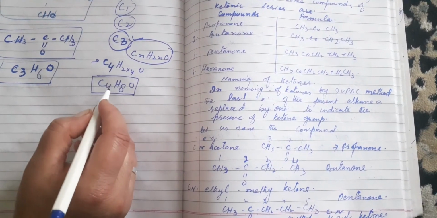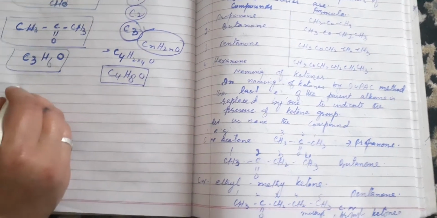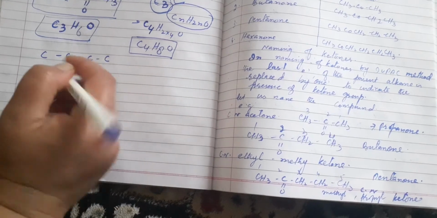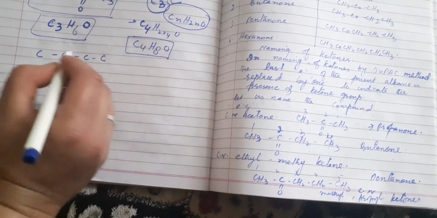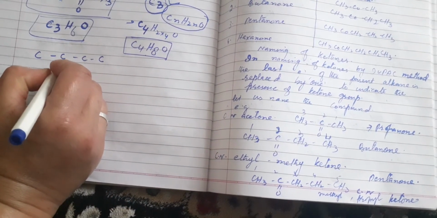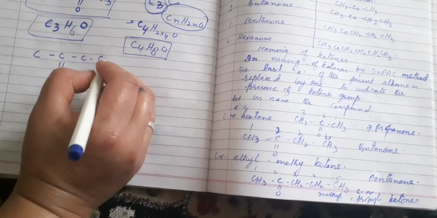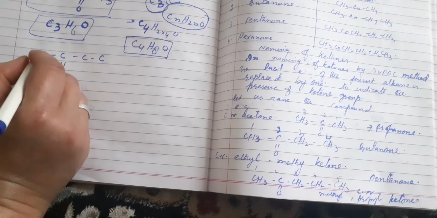And if we give the structure of this, first we have to represent 4 carbon atoms, 1, 2, 3 and 4. And we have to represent the ketone group. Either we will represent it here or take it here. Then we will adjust the valency of carbon.